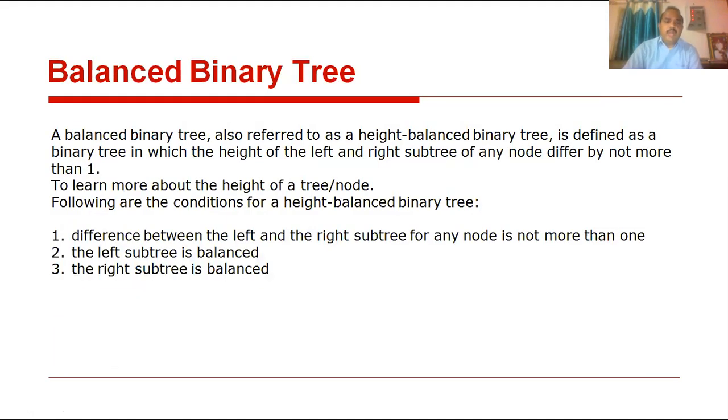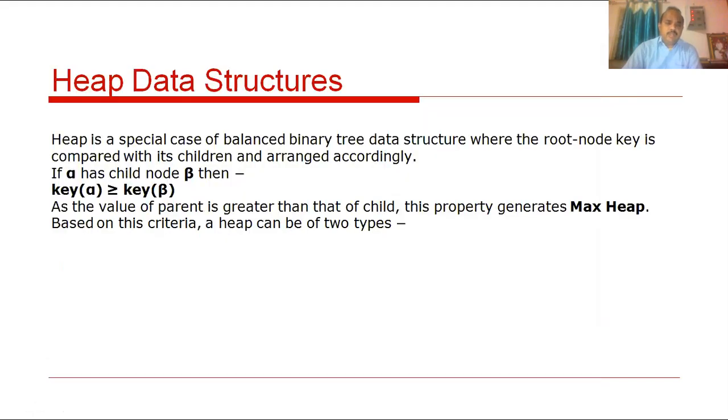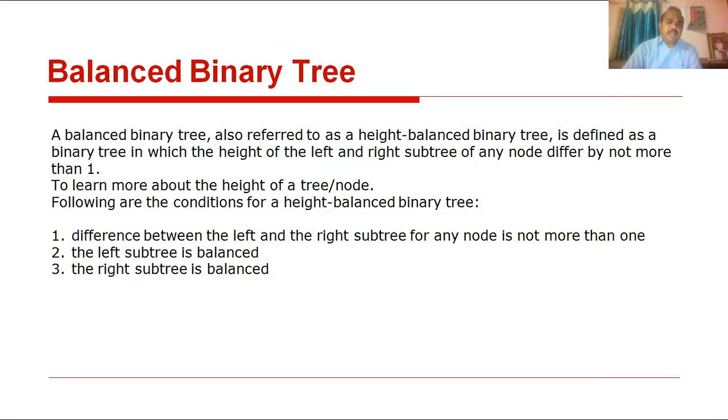Then the next one is the balanced binary tree. So what is a balanced binary tree? This is also a binary tree. A balanced binary tree, also referred to as a height-balanced binary tree, is defined as a binary tree in which the height of the left and right subtree of any node differ by not more than 1. The following are the conditions for a height-balanced binary tree. The difference between the left and right subtree for any node is not more than 1.